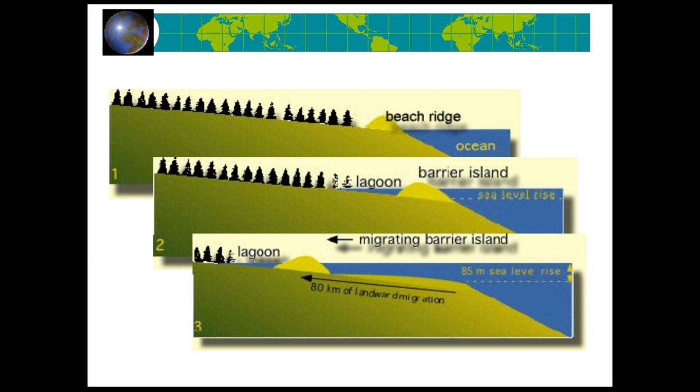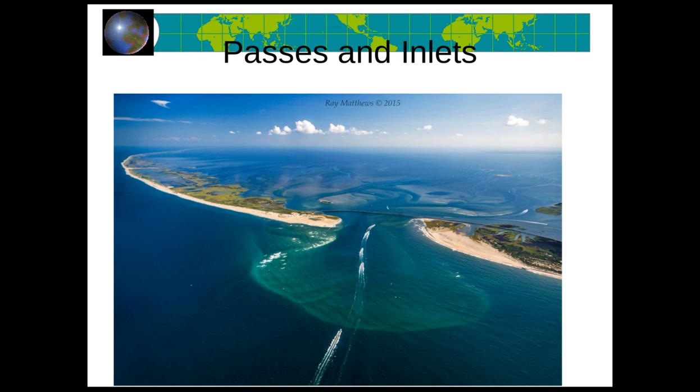And in stage 3, the barrier system migrates landward across the shelf as sea level continues to rise. Passes and inlets in barrier islands also migrate. Longshore currents move sand from the upflow side of the pass and deposit it downflow.